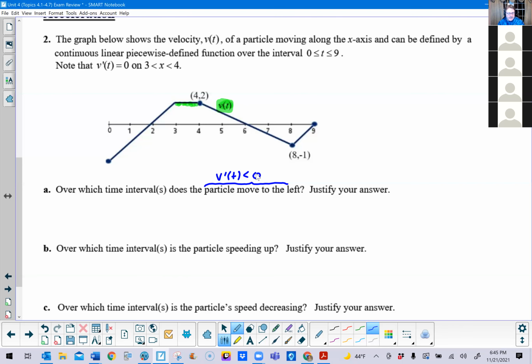So basically, I need to know, hey, when is v less than 0? Well, the big misconception here is to assume that it's on these intervals. Because, hey, there's my graph. Graph less than 0 is graph underneath the x-axis. That is the right answer.